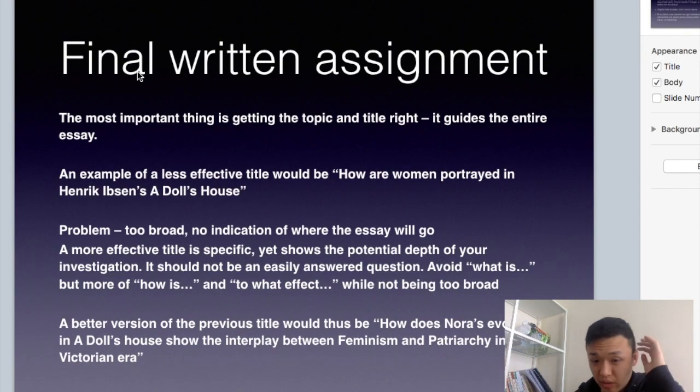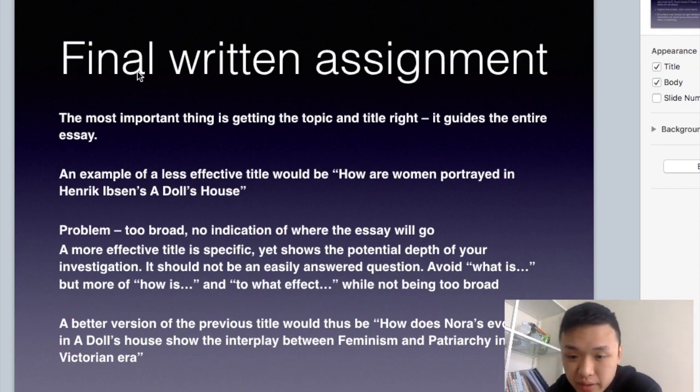Let's talk about the final written assignment, which is basically a 1400 to 1500 word essay you write at home. Okay, so you get to pick your own topic. Actually, picking a good topic is an important first step. If your topic is not great, it will hinder your ability to get a level 7. So you need to pick the right topic.